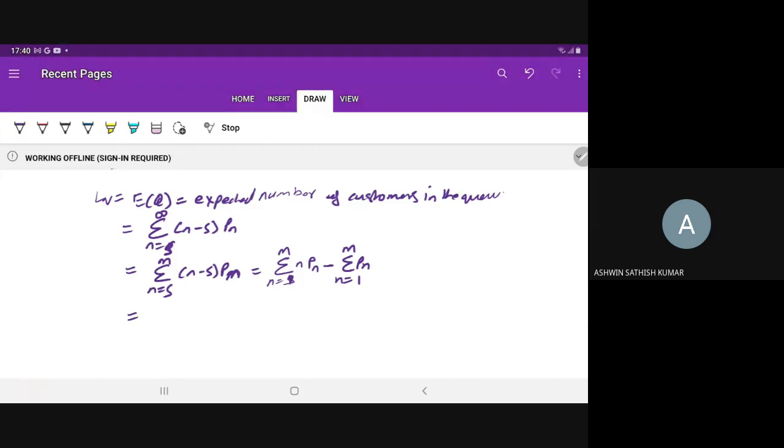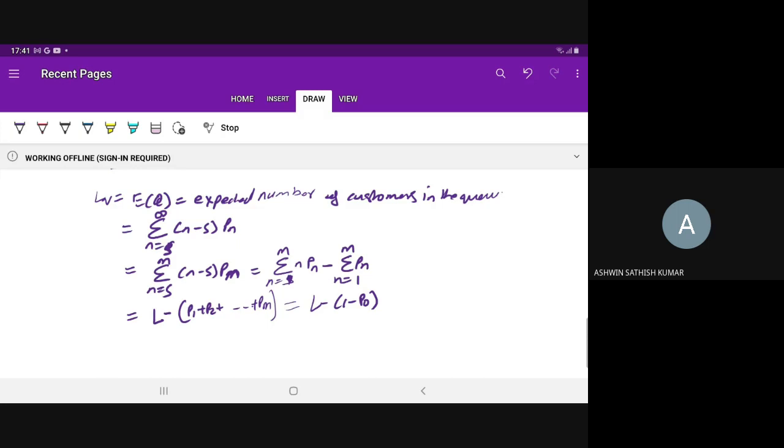S is equal to 1, so n is equal to 1 to m. So what is the first summation? First summation is L. And what is the second summation? Second summation is P1 plus P2 plus up to Pm, which can be written as 1 minus P naught. So Lq is L minus 1 minus P naught. But from this formula, we are not able to judge whether it is the finite capacity model or not.